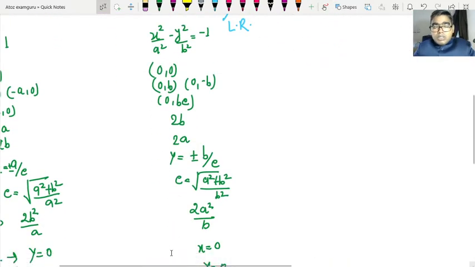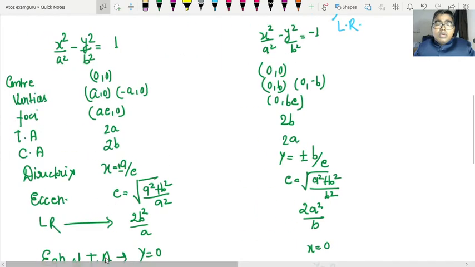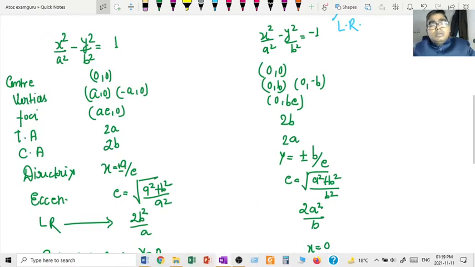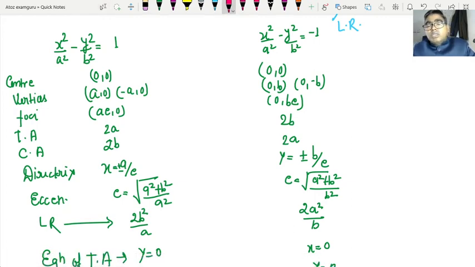So let us see the basic terms related to both the hyperbolas. The coordinate of the center of this type of hyperbola is 0 comma 0, and for this type it is also 0 comma 0. Similarly, the coordinates of the vertices are a comma 0 and minus a comma 0, and here 0 comma b and 0 comma minus b. And the coordinates of the foci are plus minus a comma 0, and here 0 comma plus minus b. Similarly, the length of the transverse axis is 2a here, and here it is 2b. Here the conjugate axis length is 2b, here it is 2a.